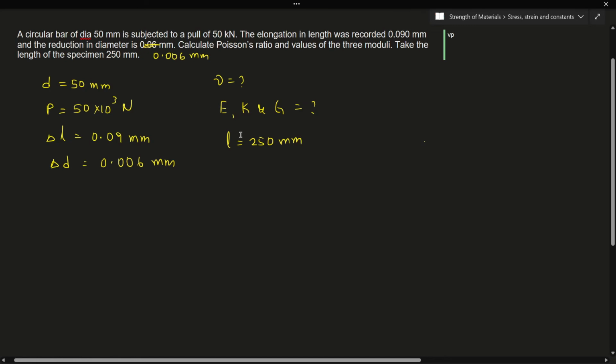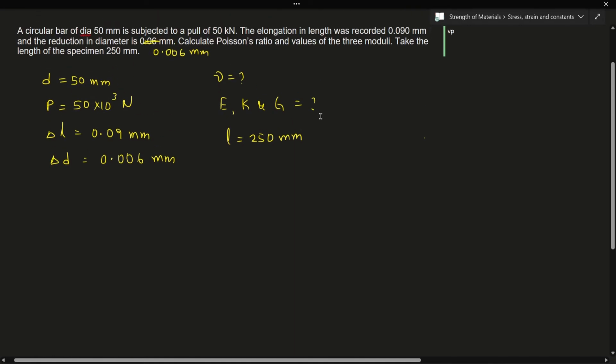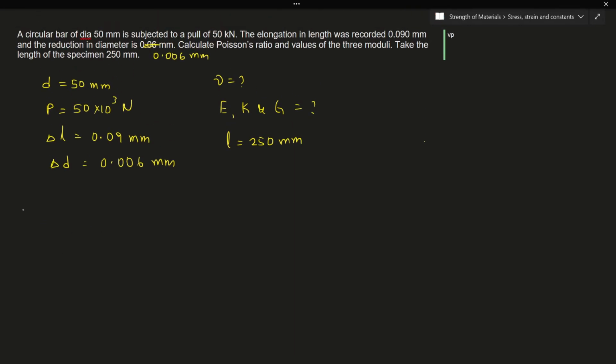Okay, so while solving this problem, we'll talk about the three formulas or the relationships which connect all the three constants. So let me just first calculate the area of cross section here. So the area of cross section A would be given as pi by 4 into d square, that is 50 square, which is nothing but 1963.49 mm square.